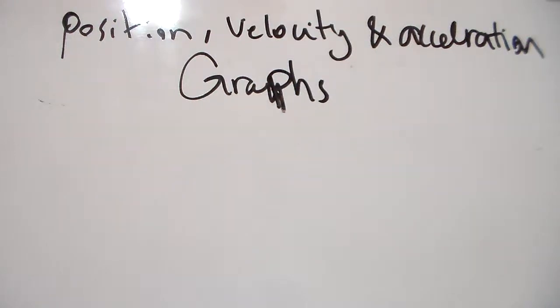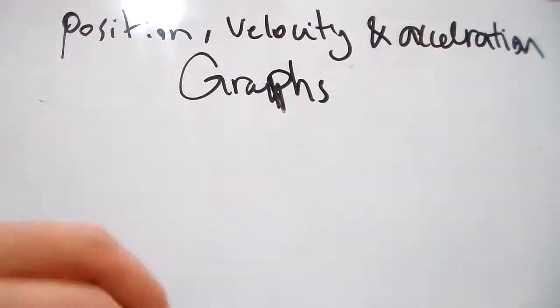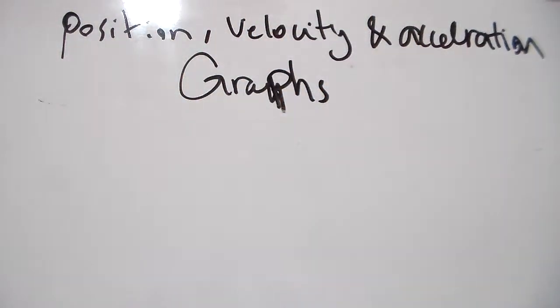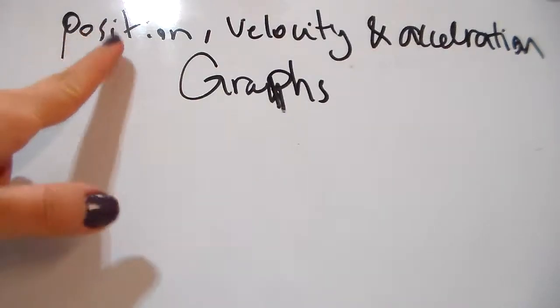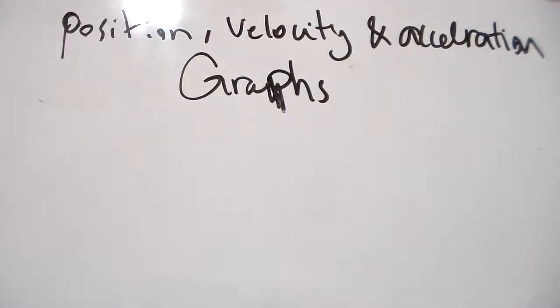Hi everyone, so today I'm going to be talking about graphs for position, velocity or acceleration versus time. This is one of those questions that students are often asked. For example, you're given a graph of, let's say, position versus time, and then you're asked when the velocity is going to be positive, when the velocity is negative, when the velocity is actually zero, and all that sort of stuff.